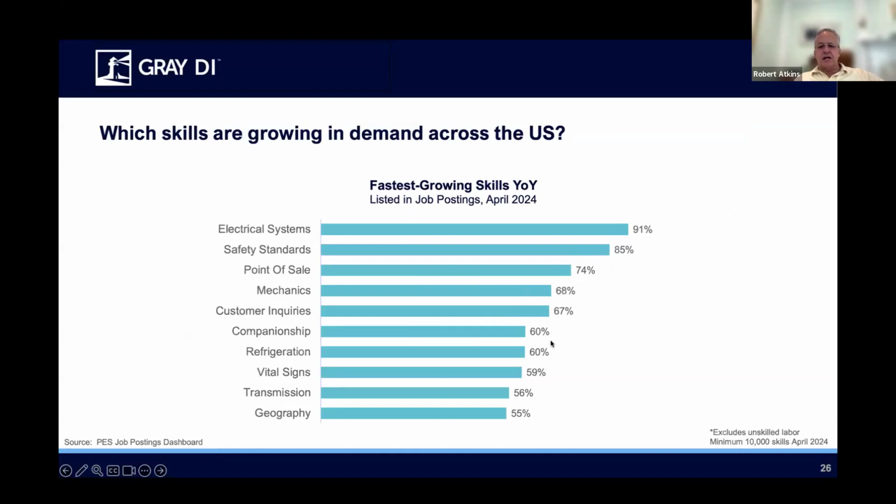I just saw an article today on loneliness. So I suspect this is about our older community and people who can come in and be companionable with older folks, but it may be much broader than that in terms of being a good companion for others in the workforce. But as I say, I suspect that's more tied to gerontology and taking care of our older population. A little bit consistent with understanding vital signs. I'm actually sort of surprised looking at this, how few of the fastest growing skills are actually in healthcare. Refrigeration, 60%, transmission, 56%, and geography, 55%.